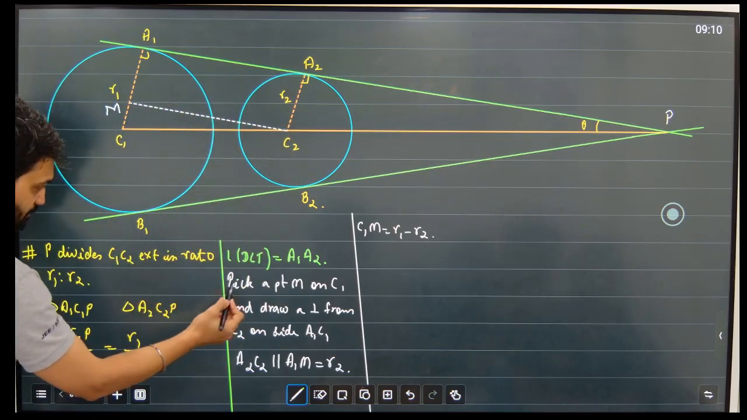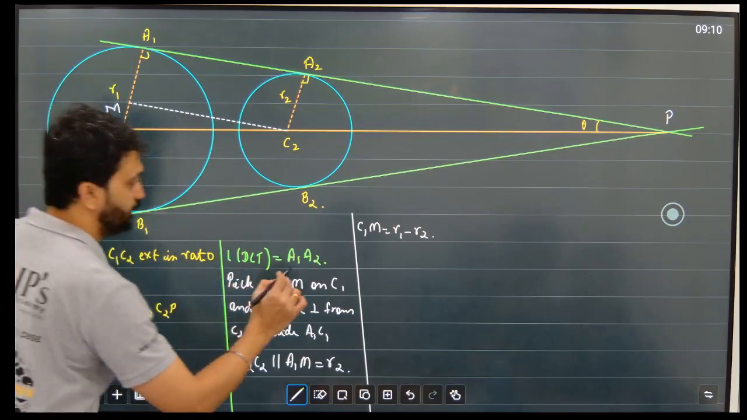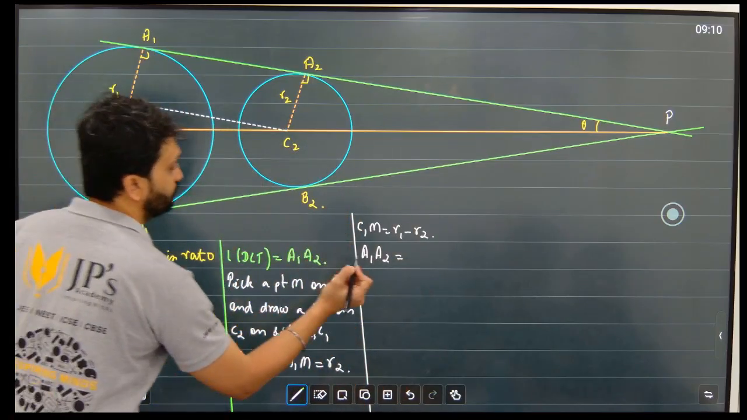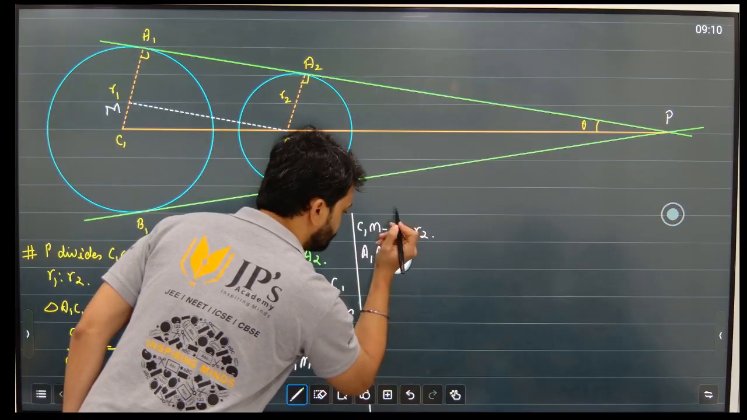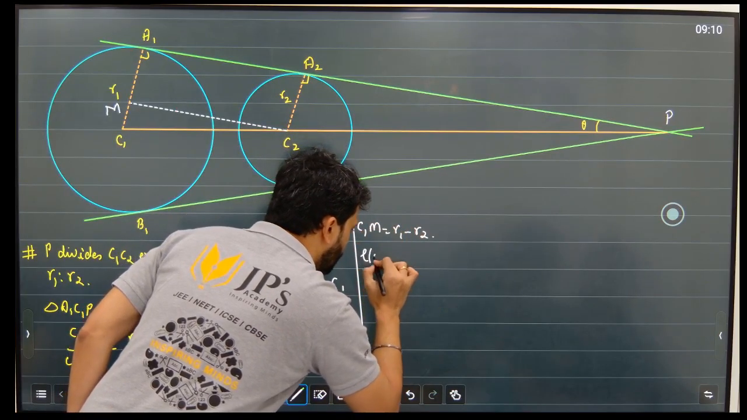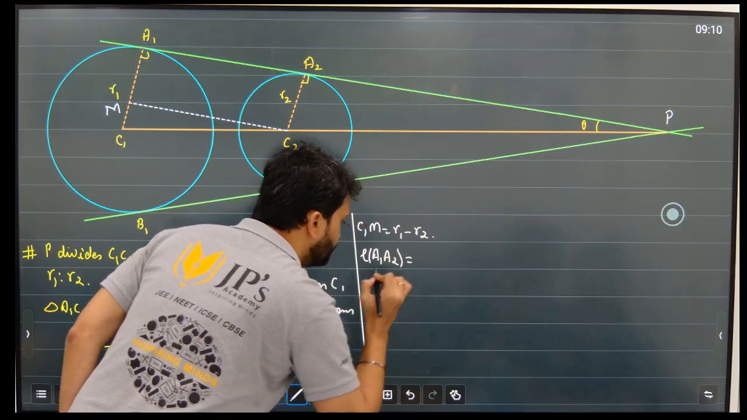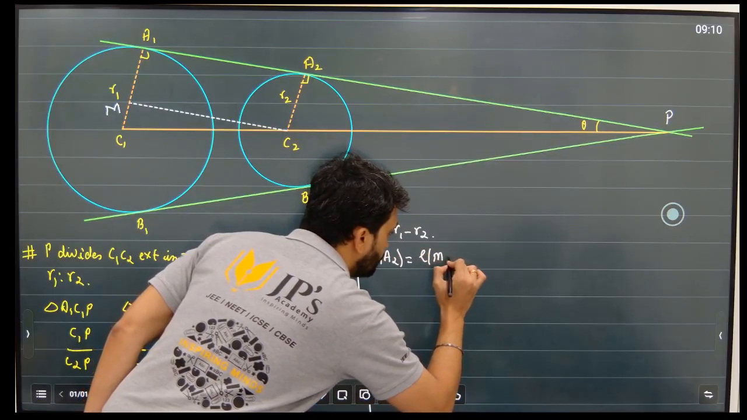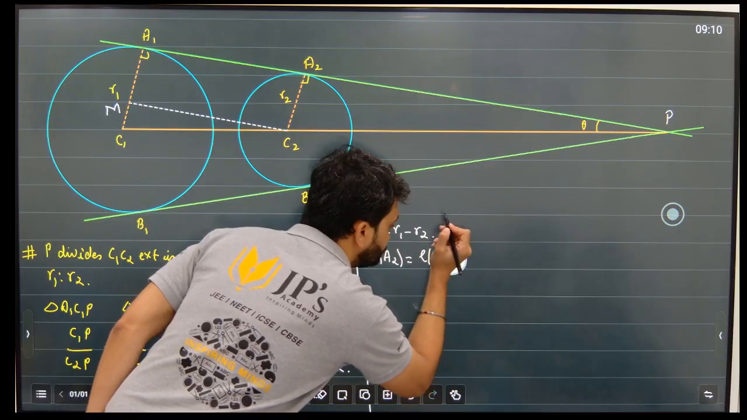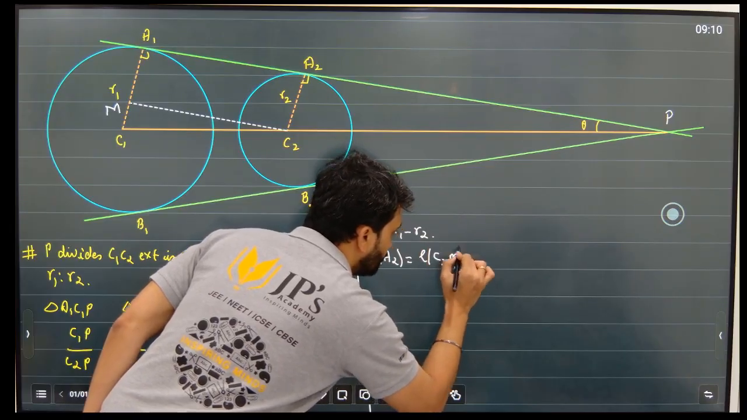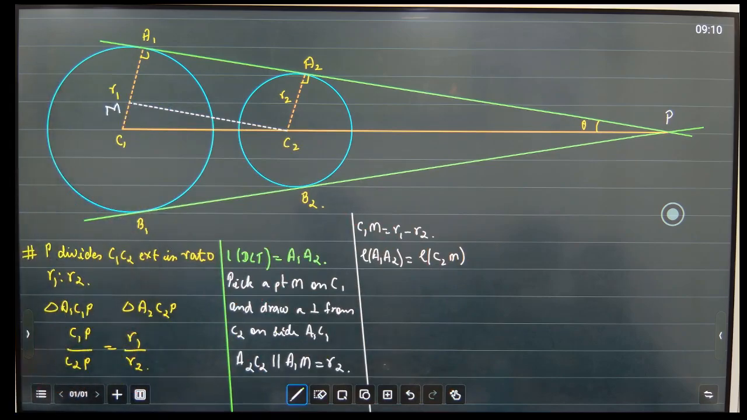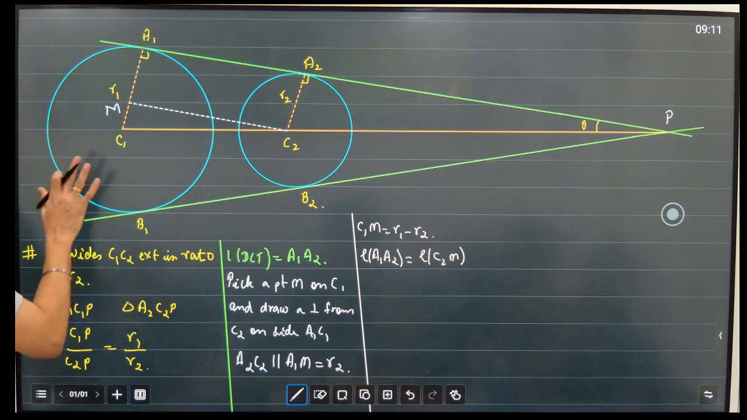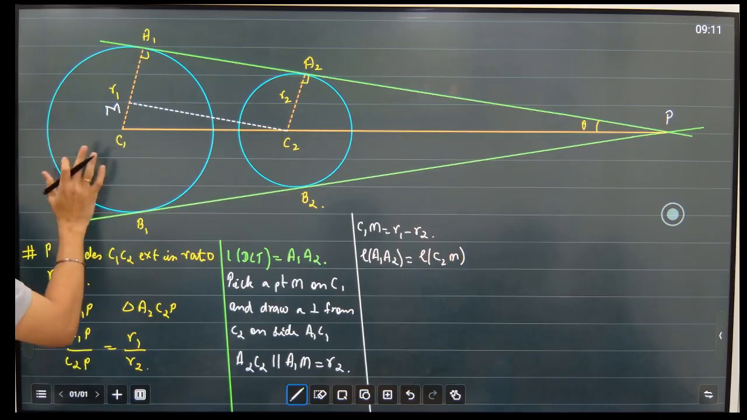obviously we have written A1, A2, we have not written. So we'll write this. A1, A2 is nothing but length of A1, A2. Length of A1, A2 is equal to length of C2M ले लेते हैं. अब कुछ भी करके मुझे C2M निकालना है. अब देखो ध्यान से यार, C2M, this is C2M.